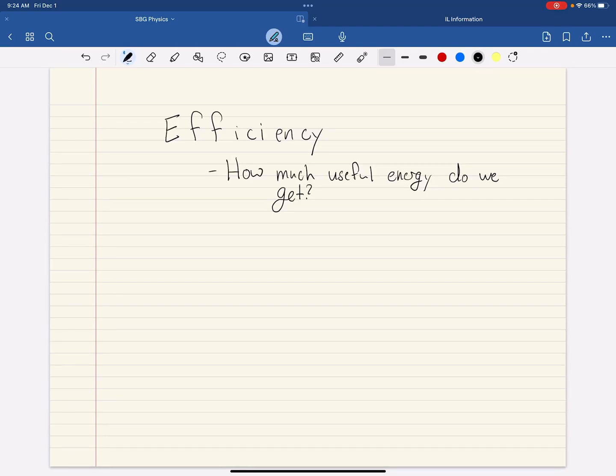Hey everyone. So the next topic that we are looking at is this idea of energy efficiency, which is basically asking the question, how much useful energy do we actually get from something?